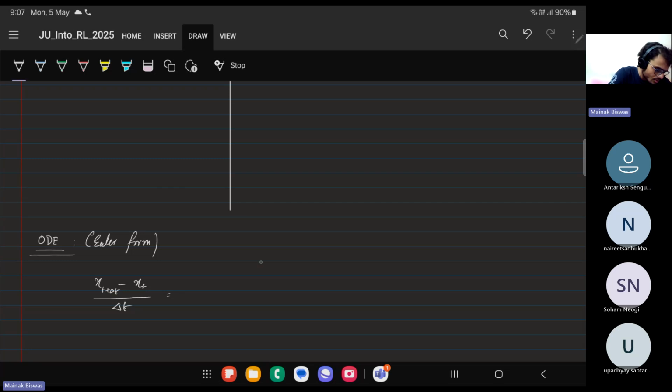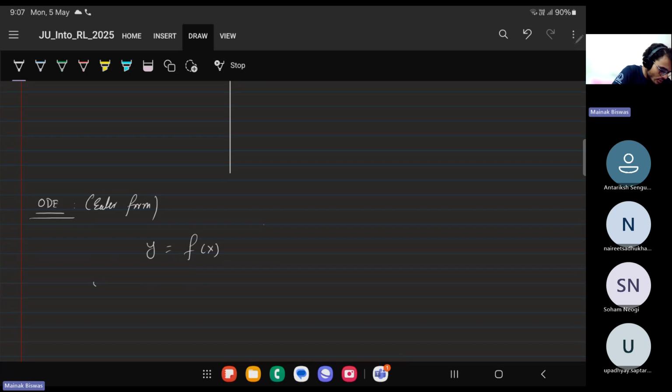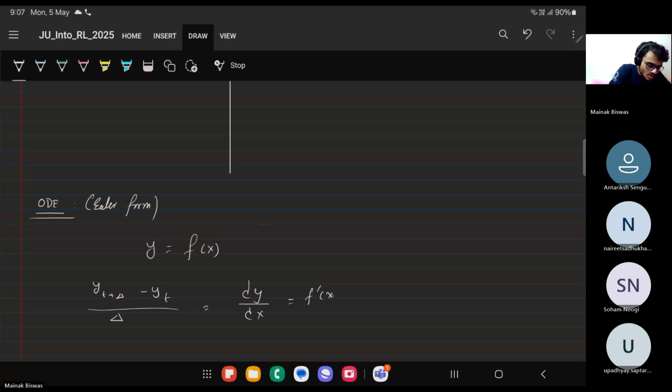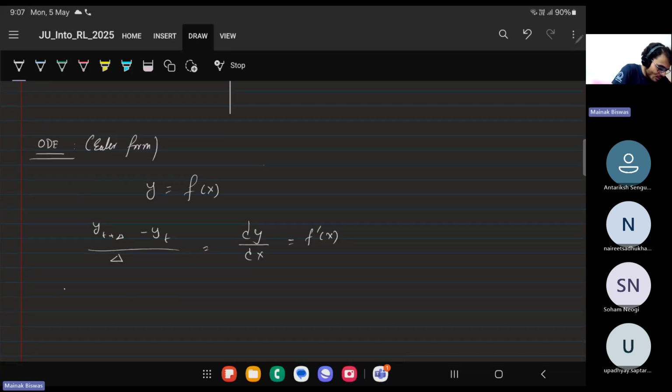Very good. If you are trying to remember your school notation, we can write it this way: y is equal to f of x. So you could write y(t+delta) minus y(t) by delta is equal to f dash x, or the derivative of y, dy/dx. That's the definition of derivative. Yes or no? Yes. Good. So now what I do is I say x is equal to t, y equal to x. That's all I'm doing.